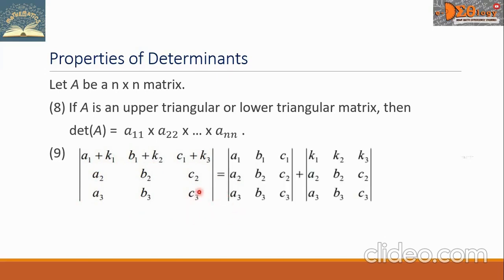This is equal to the sum of the determinants of two matrices. In the first matrix, we have A sub 1, B sub 1, C sub 1, A sub 2, B sub 2, C sub 2, A sub 3, B sub 3, C sub 3, respectively. In the second matrix, K sub 1, K sub 2, K sub 3, A sub 2, B sub 2, C sub 2, A sub 3, B sub 3, C sub 3.